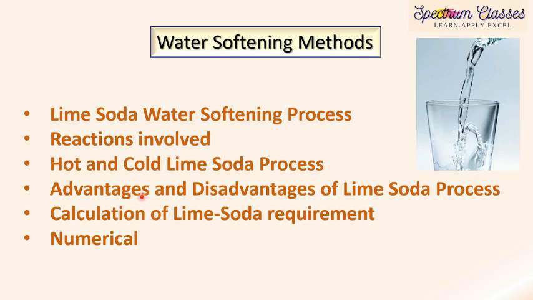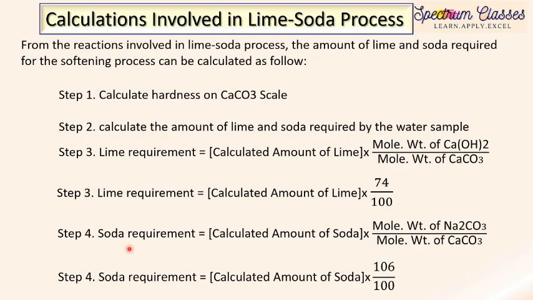So in the last video we discussed the lime soda water softening process, and due to the length of that video we could not discuss there the calculation of lime soda requirement and their numerical problems. That we are going to discuss here in this video. So let's start. The calculations involved in the lime soda process are as follows. From the reactions involved in the lime soda process, the amount of lime and soda required for the softening process can be calculated as follows.